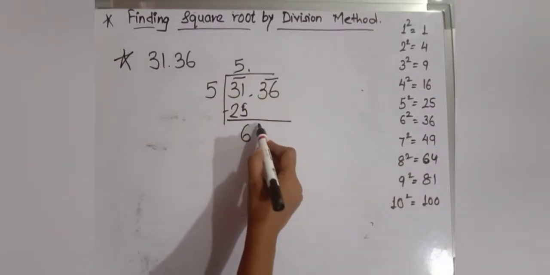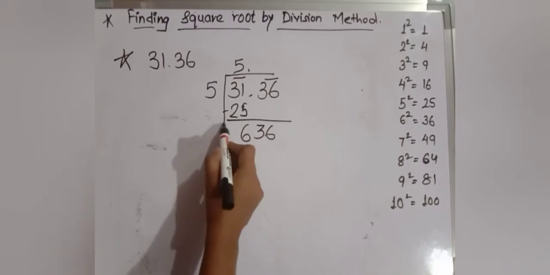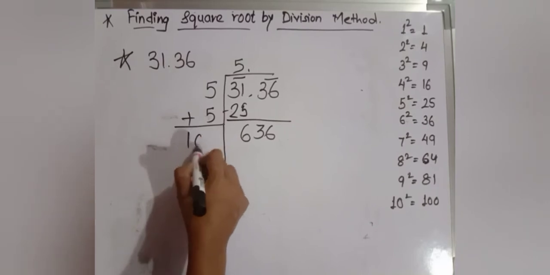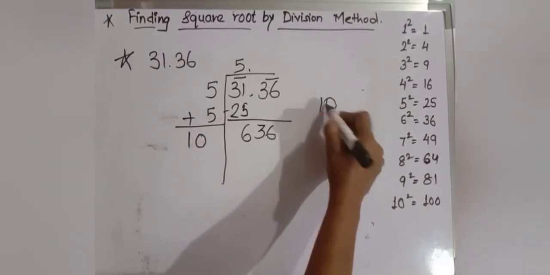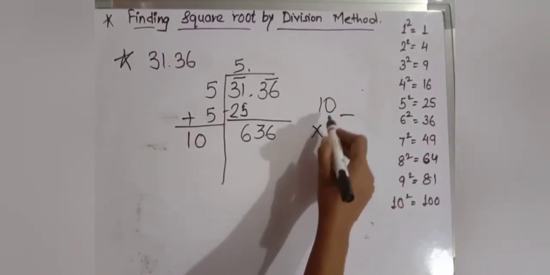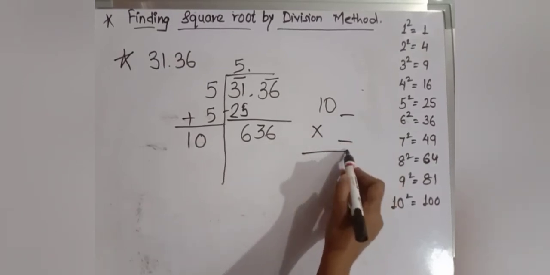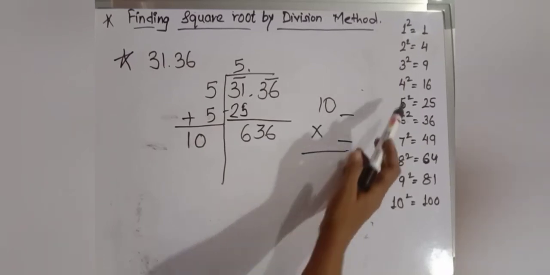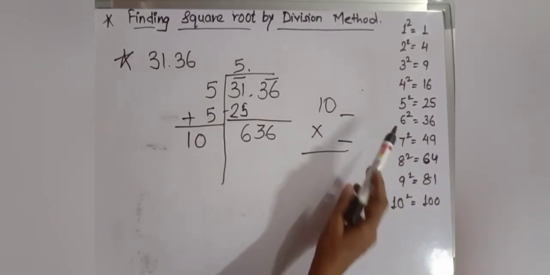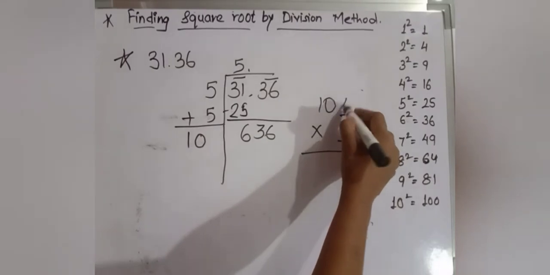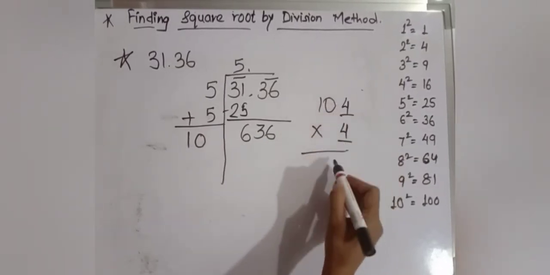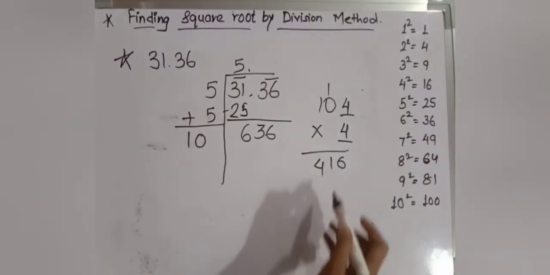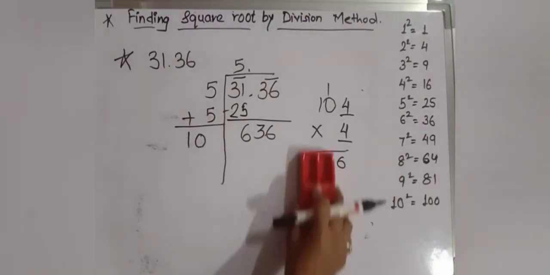Decimal point here, bring down 36. Again adding the same number, we will get 10 here. Find the number which, when multiplied with the blank, and here the blank, will give 636. The square of a number ending with 6: we have 4 and another is 6. Let us go with 4 here. Check it out. 4 into 4 is 16, carry 1, 6 and 4 ones are 4. This will not do. Okay, so find another number.